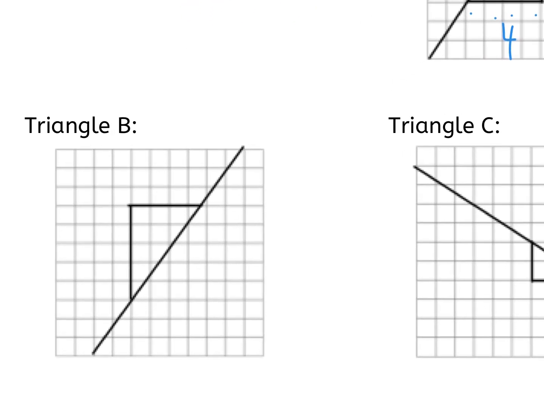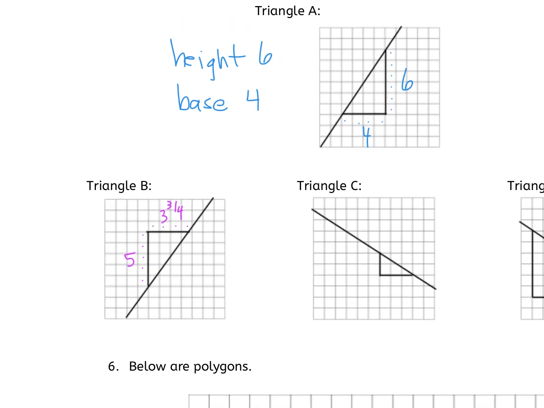Okay. Now, let's use that information to study the rest of these. So here, this height, 1, 2, 3, 4, 5. The height is 5, and it looks like the base is 1, 2, 3, almost 4, maybe 3 3/4. So that doesn't seem to be in proportion with 6 for the height and 4 for the base. So I'm going to say that it's not similar to triangle B.